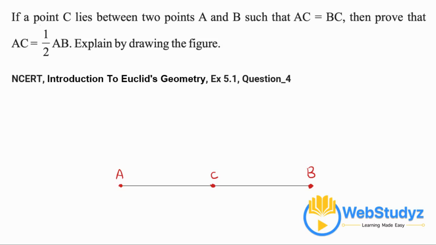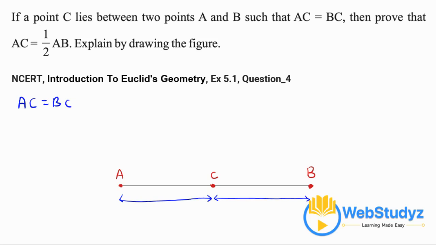So we have drawn a figure in which we have a line segment AB which is divided into two equal parts through the point C, that is in the middle. So let's write what we have given. We have given that AC equals BC.